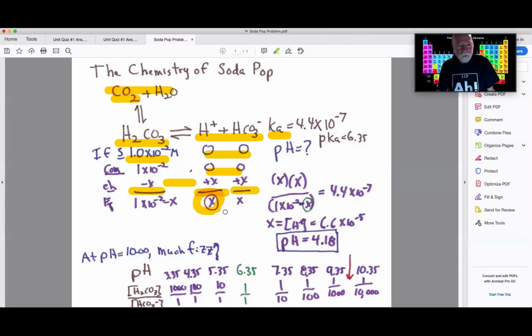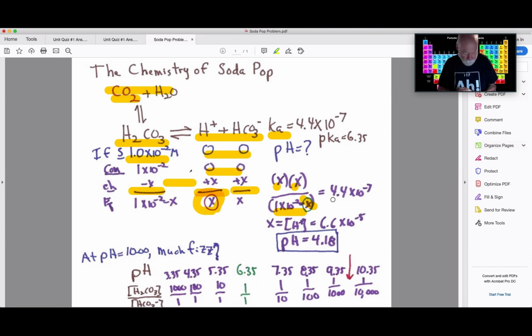Plugging into the mass action expression, hydrogen times carbonate divided by the reactant is equal to the Ka. Notice I circled this green X. We can ignore it. We can assume X is small, which makes our math a lot easier. And so X ought to be equal to the square root of that. Let's see if that's true.